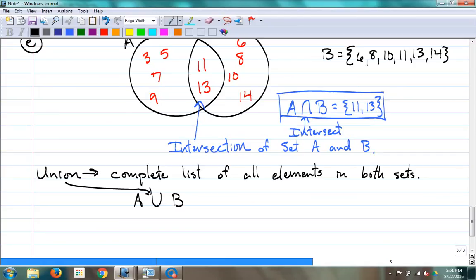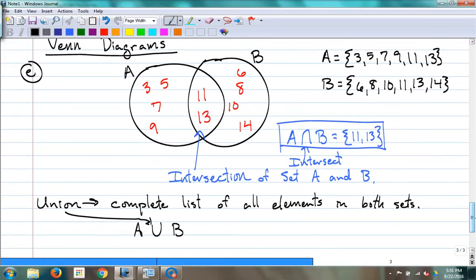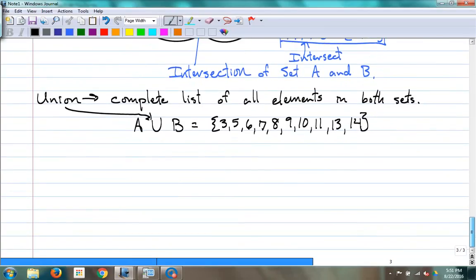So the intersection would be, okay, all the numbers that are in A and B. You know, like that means every number that's in the A or B. So got 3, 5, 6, 7, 8, 9, 10. There's the 11, the 13. It was the intersection, and then the 14. I'll scroll up so you can see that. The union is in A or B.